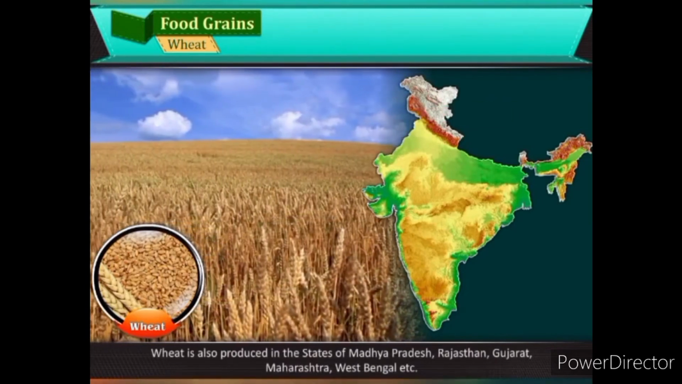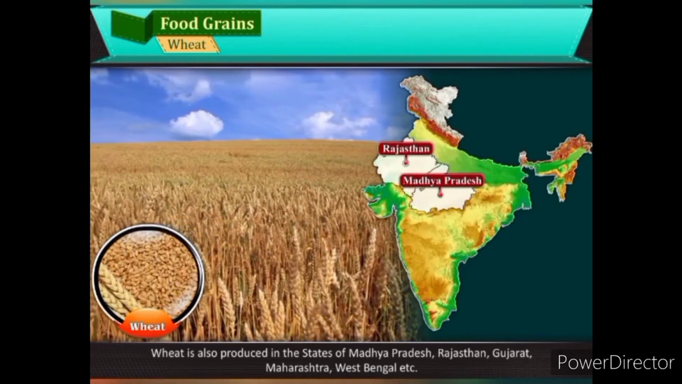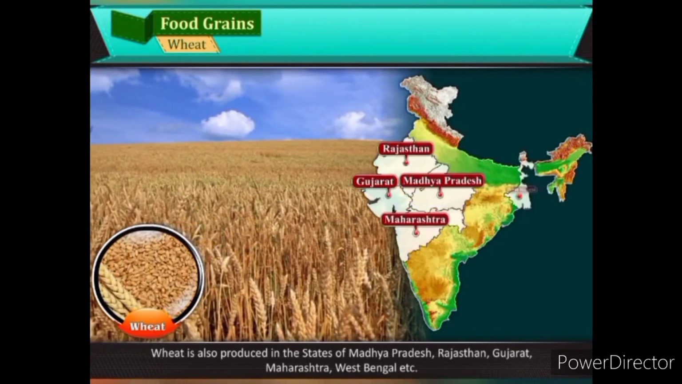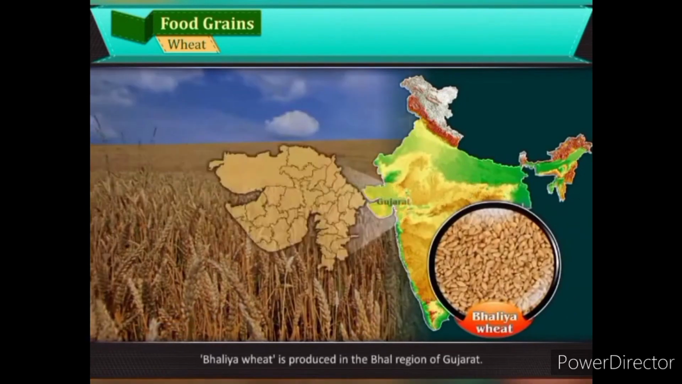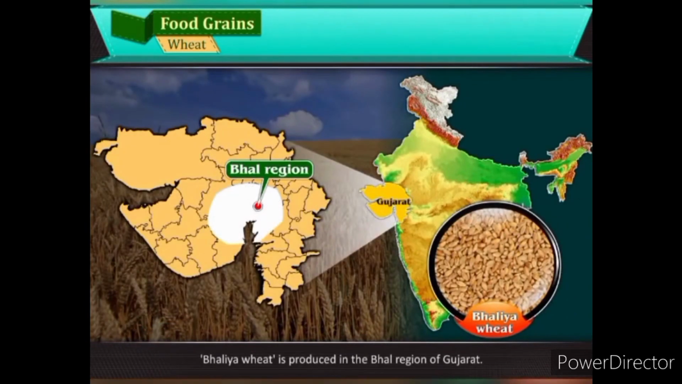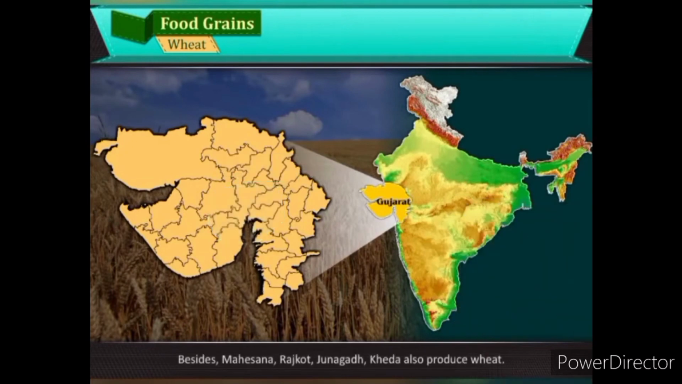Wheat is also produced in the states of Madhya Pradesh, Rajasthan, Gujarat, Maharashtra, West Bengal, etc. Bhalia wheat is produced in the Bhal region of Gujarat. Besides, Mahesana, Rajkot, Junagadh, Kheda also produce wheat.